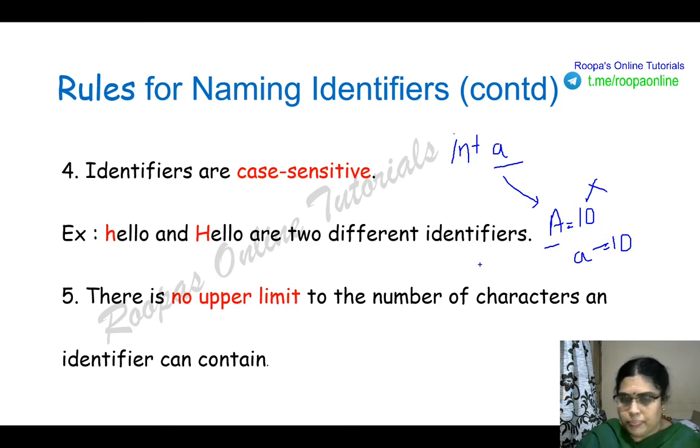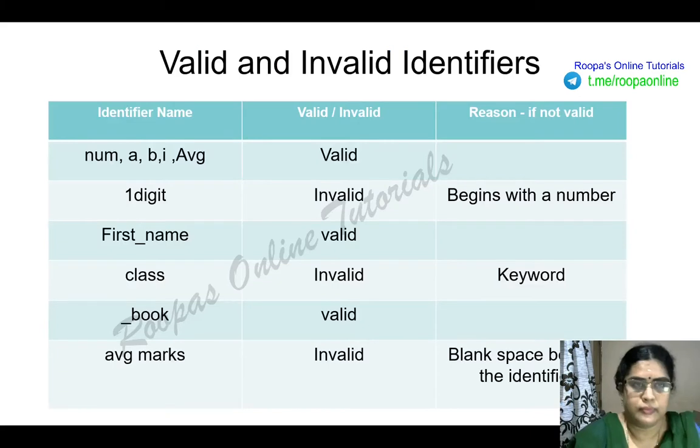And there is no upper limit to the number of characters in identifiers. That means you can have any number of characters, 100, 200, 300, though it is senseless, you can have any number of characters in Java.